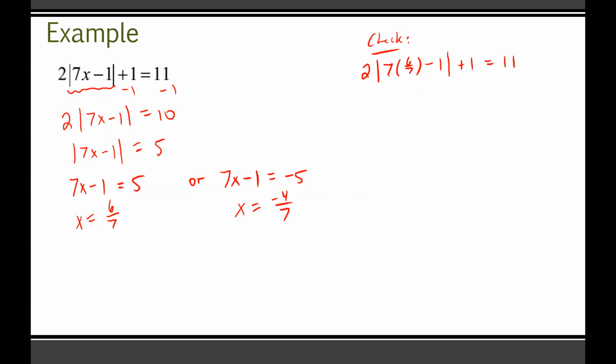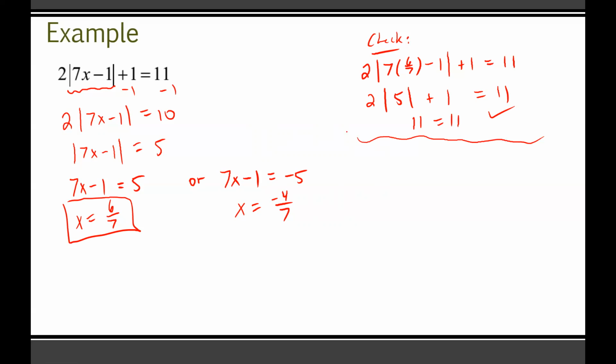Start in the innermost brackets here. So inside the absolute value, 7 times 6 over 7 is just 6. So then we got 6 minus 1, that'd be 5. So 2 times the absolute value of 5 plus 1 equals 11. Well, 2 times the absolute value of 5 is 2 times 5. That's 10. 10 plus 1 is 11. So we got 11 equals 11. Boom, we're good. So I'll go back here. I'll put a box around this guy.